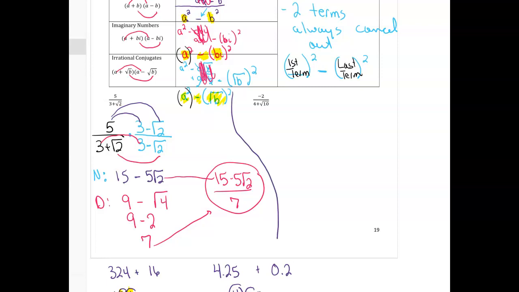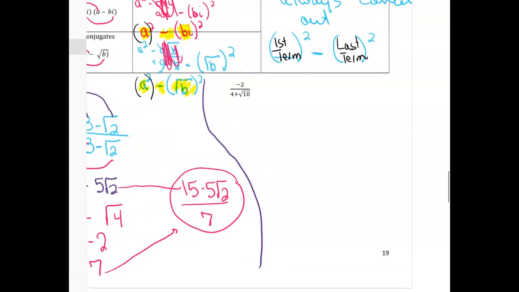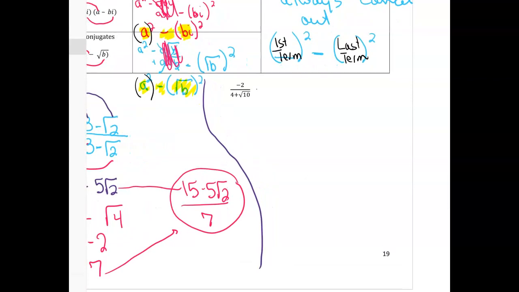So let's take a look at the next one. So again, the problem we have is this radical in the denominator. So to fix that, I'm going to multiply it by its conjugate. So if I start with 4 plus square root of 10, I'll use 4 minus square root of 10. And whatever you do to the bottom, you do to the top.